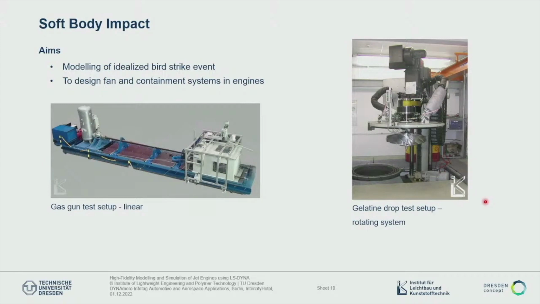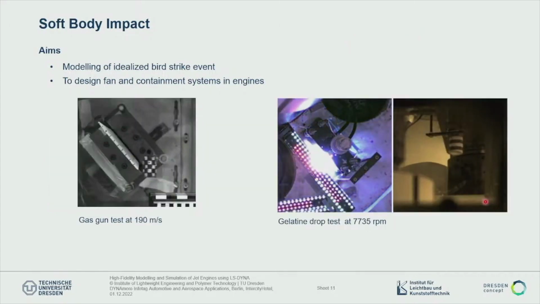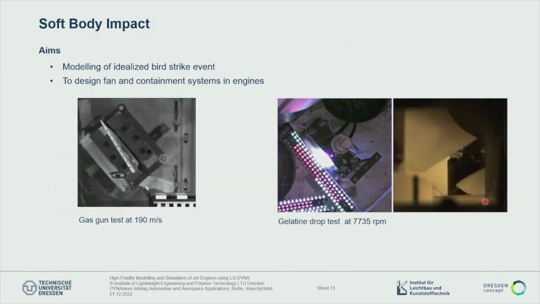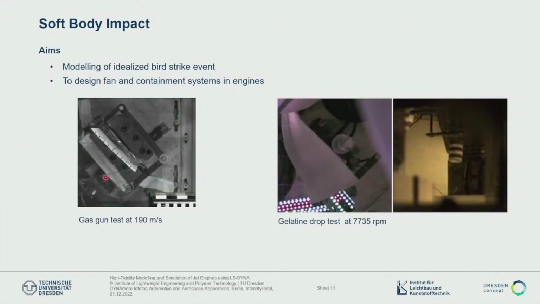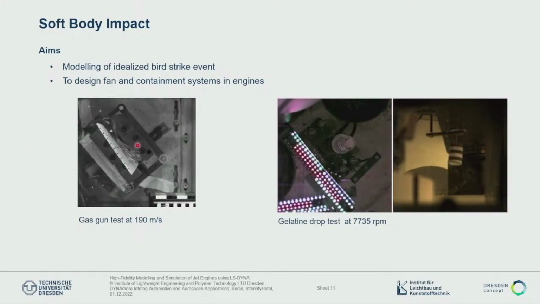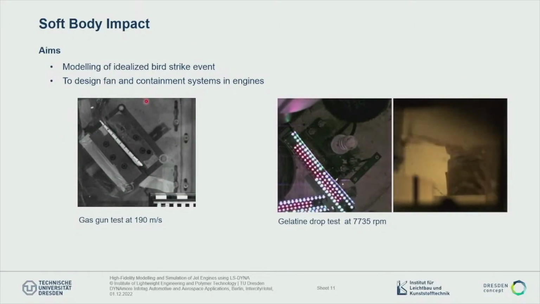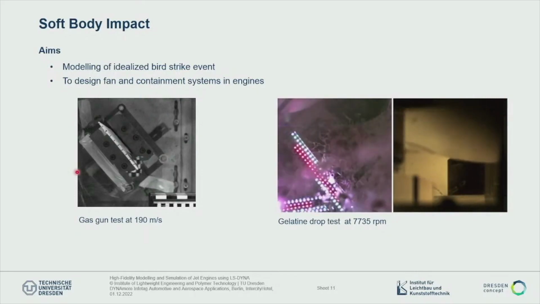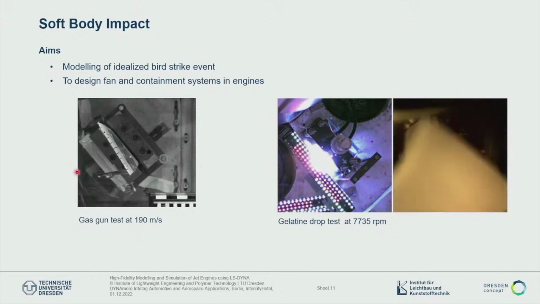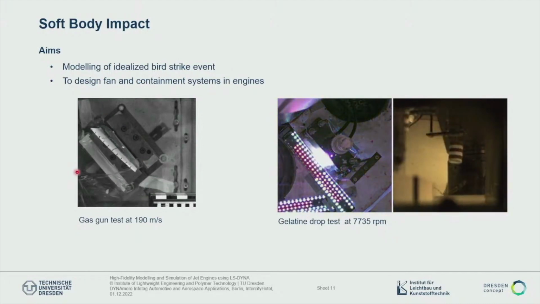We use two ways here, in a linear way with a gas gun, and also in a spin rig. We apply soft bodies. It's often gelatine, or we use gelatine for that. And here you see this linear impact where we basically shoot a gelatin block on, in this case, a generic fan blade. In this case, the energy is brought in by the impactor, by the gelatin block.